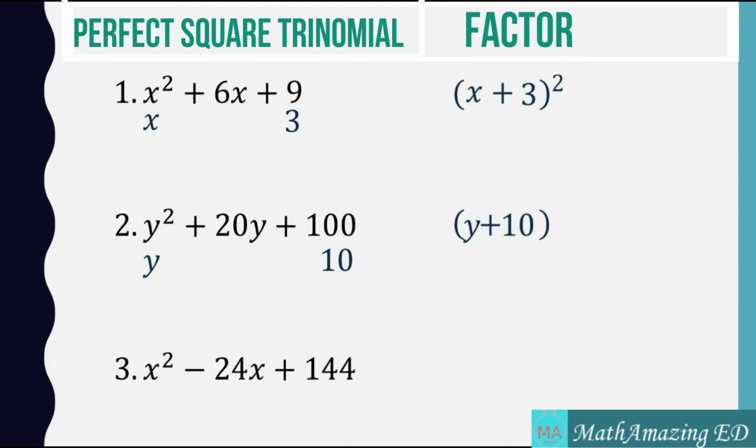Now for the third item, we have x squared minus 24x plus 144. So the square root of x squared is x, and then the square root of 144 is 12. The middle term this time is a minus, so you're going to follow that one. Thus our factor would be (x minus 12) raised to the power of 2.